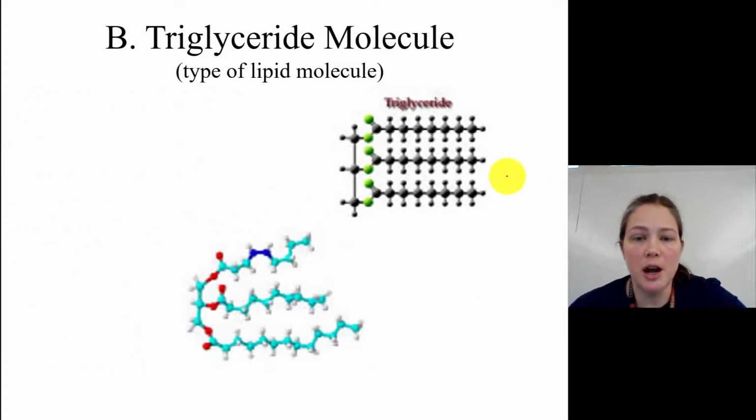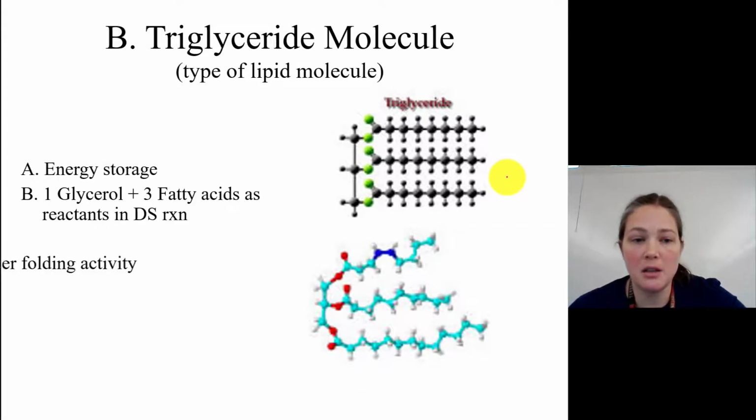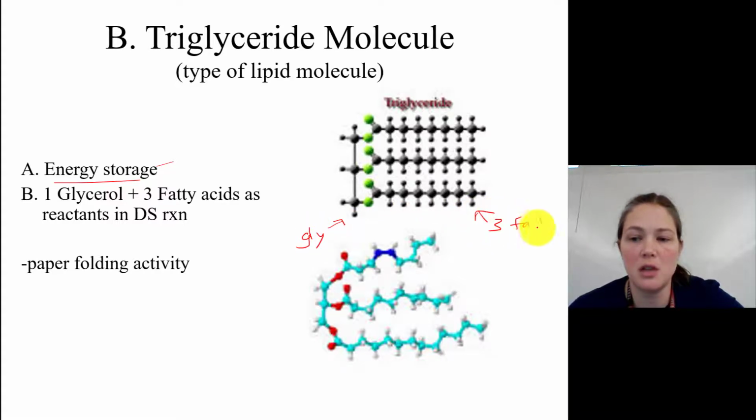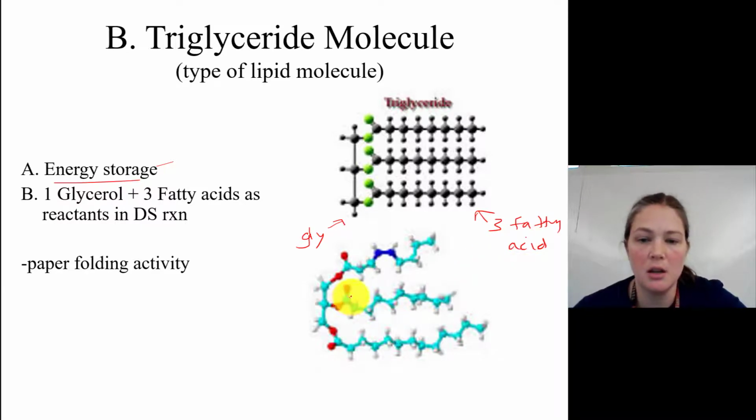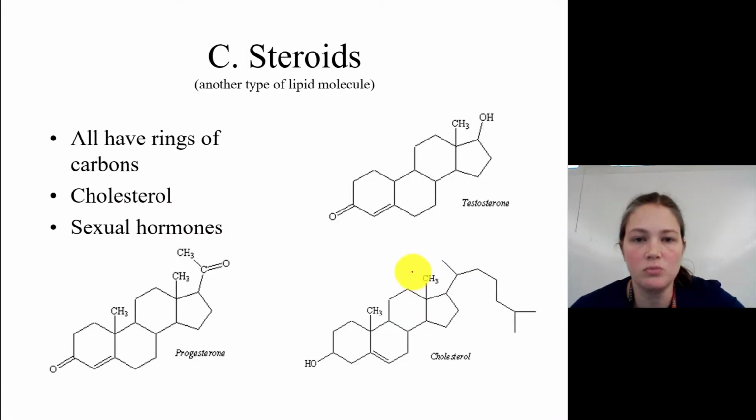A triglyceride is what we think of when we think of fat in a food, right? They are mainly for energy storage. They are made of one glycerol and three fatty acid chains. So here's the glycerol, and here are the three fatty acid chains. If there's even one double bond, we call that unsaturated. You can call it polyunsaturated or monounsaturated, depending on how many unsaturated fatty acid chains there are.